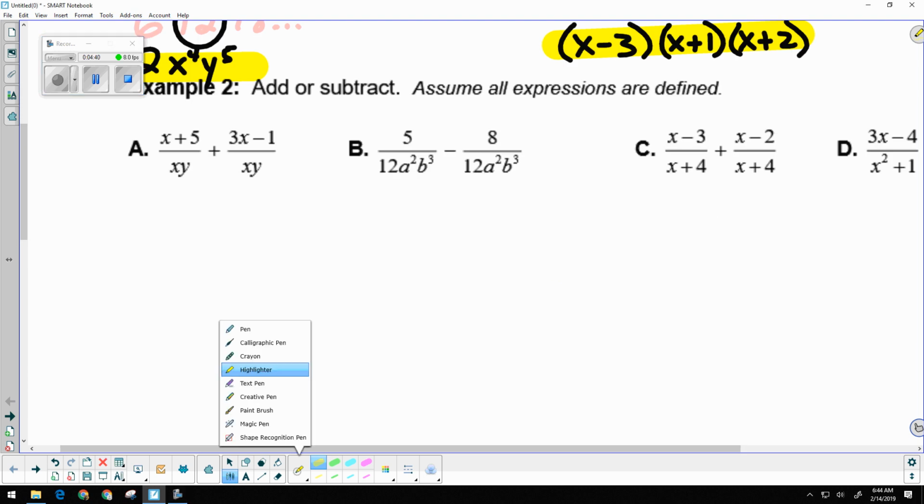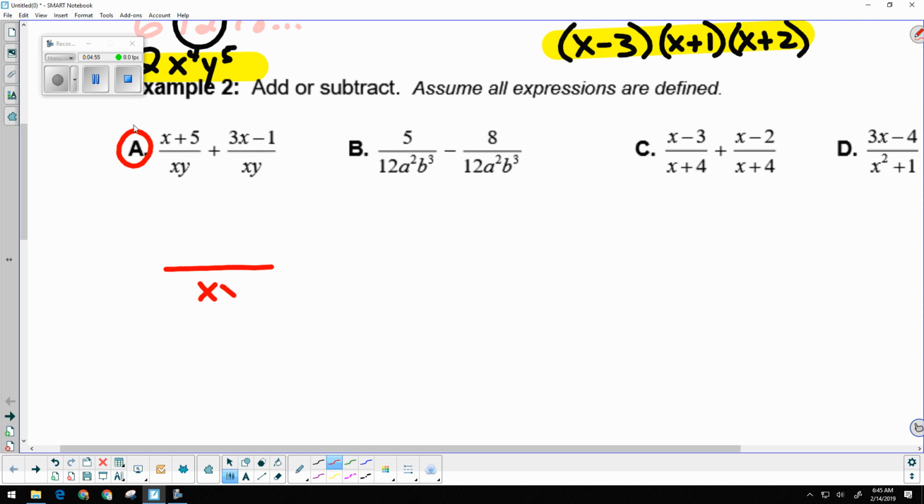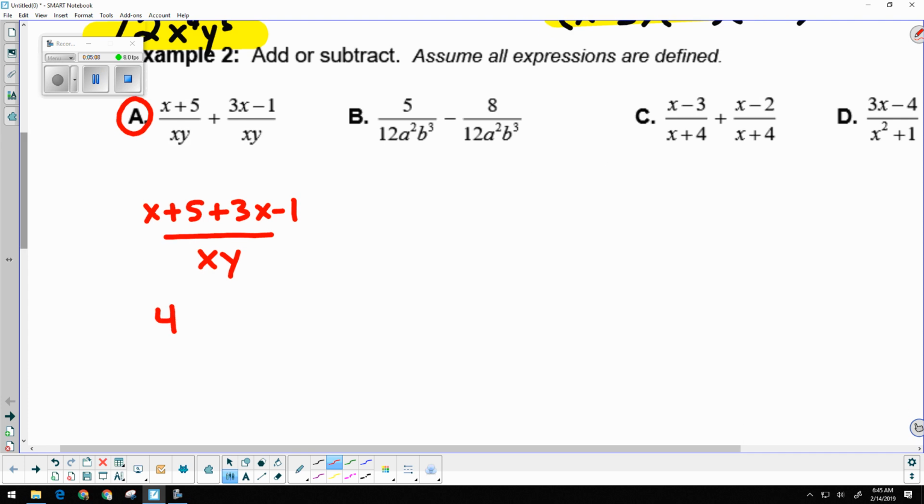Before we have to find a common denominator, let's just simply add or subtract to remind us on a couple things. In part A here, my denominators are the same, and I want to add. Remember, when you add or subtract fractions, the denominator stays the same. It doesn't change, but we just combine the numerators. So x plus 5 plus 3x minus 1. And then we would combine our like terms. So I would have 4x plus 4 over xy. And that would be my final answer for part A.